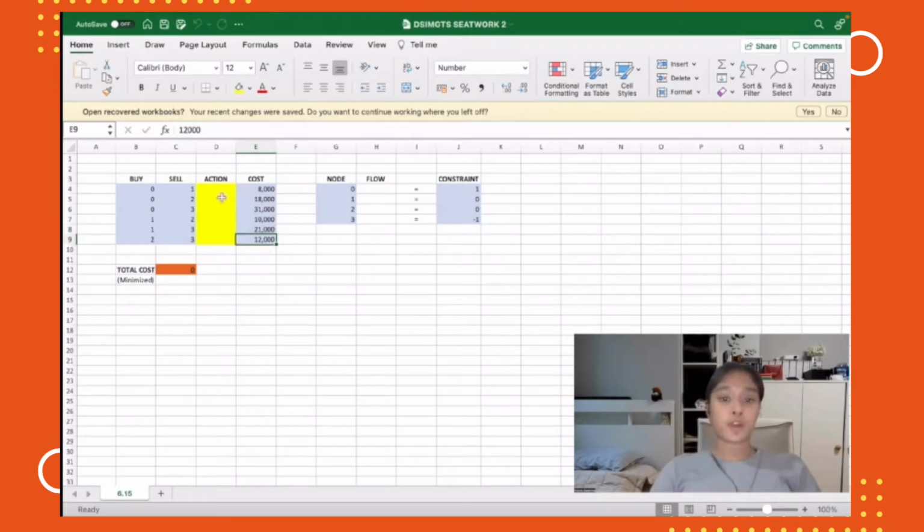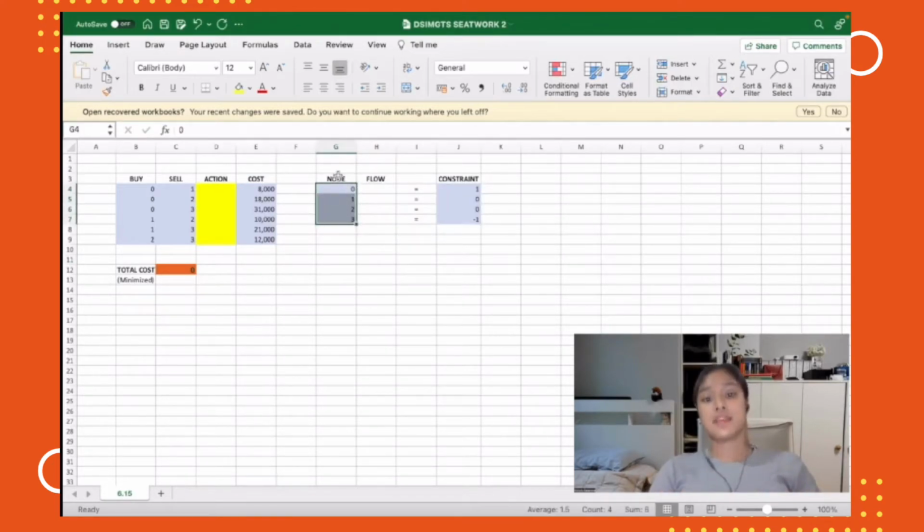So moving forward with the column under action. We name this action since the data here would tell us what years it is best for the company to buy and sell the tractors within the 3-year span. So later on, when we solve, we will see the numbers 1 and 0, wherein 1 is where the action should be done.